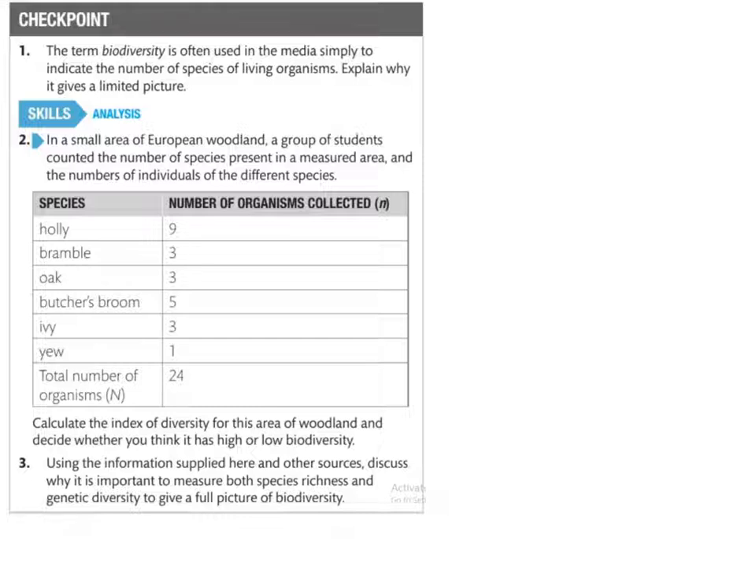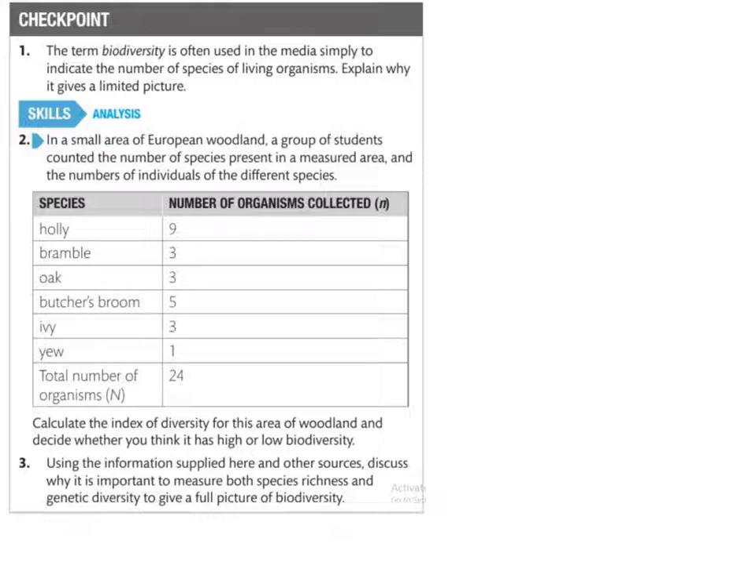Then, question 2. In a small area of European woodland, a group of students counted the number of species present in a measured area, and the numbers of individuals of the different species. Here are the number of organisms collected from each species, and you are asked to calculate the index of diversity for this area of the woodland and decide whether you think it has a high or low biodiversity.